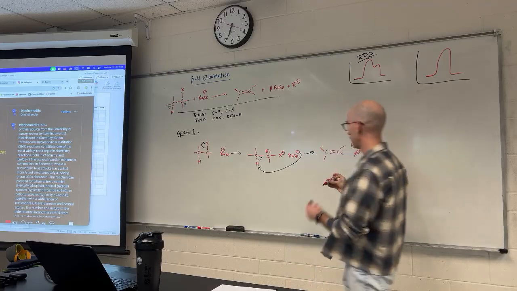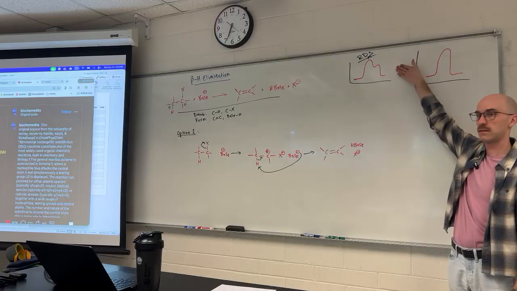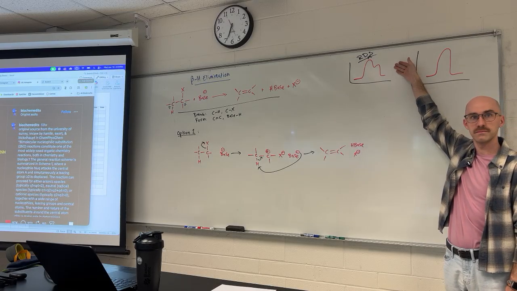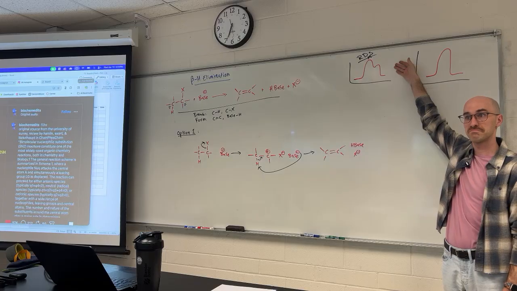Sweet. Here's the reaction coordinate diagram for it. Pretty nice.